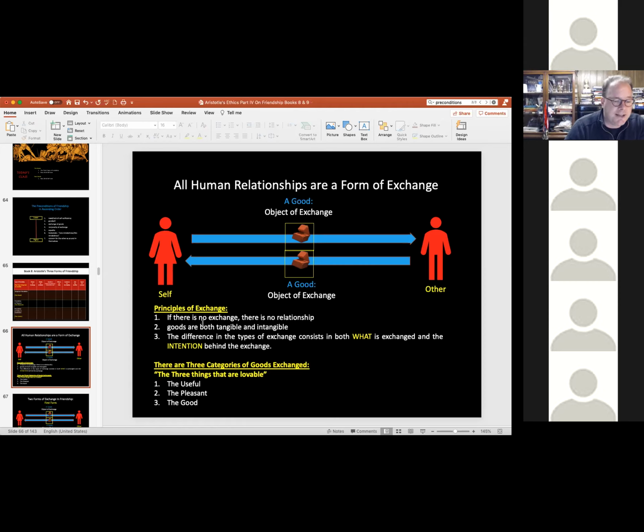Number one, he implies this: if there's no good exchanged, or if there's no exchange, there is no relationship, right? You may be in physical proximity with someone, but that doesn't mean you have a relationship or a friendship with them. The goods that can be exchanged are both tangible and intangible. What do we mean by that when we talk about things that are tangible and intangible? What kinds of things are those?